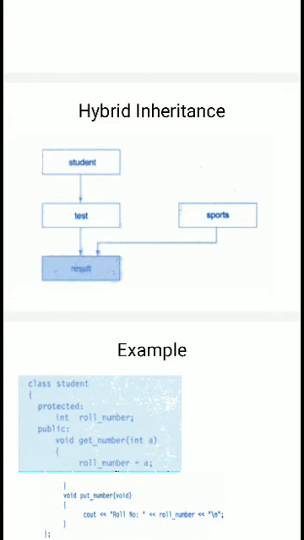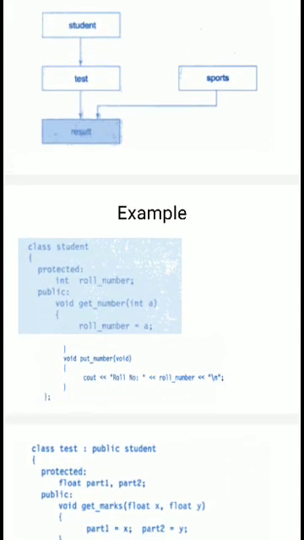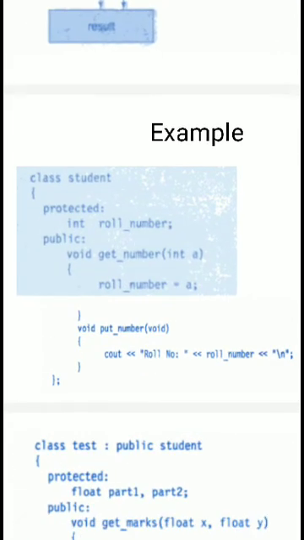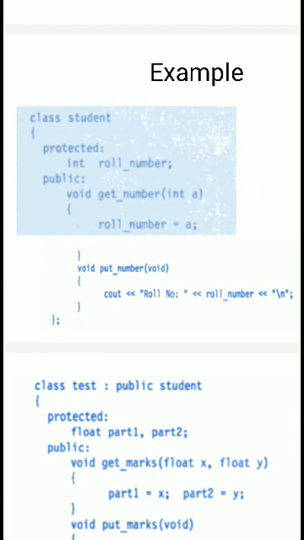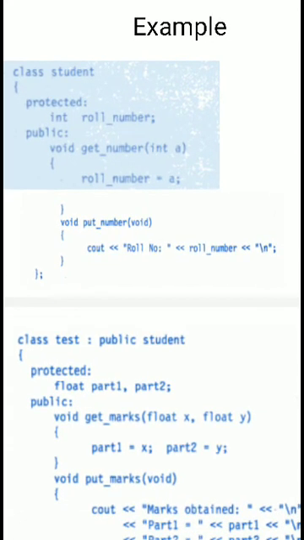One example: if you see, a student class here is a base class which we are defining now. In the student class, we have declared the data member roll number, and the two member functions we have are get number and put number. Get number is a member function which is used to initialize the roll number, whereas put number is a member function which is used to display the roll number value.